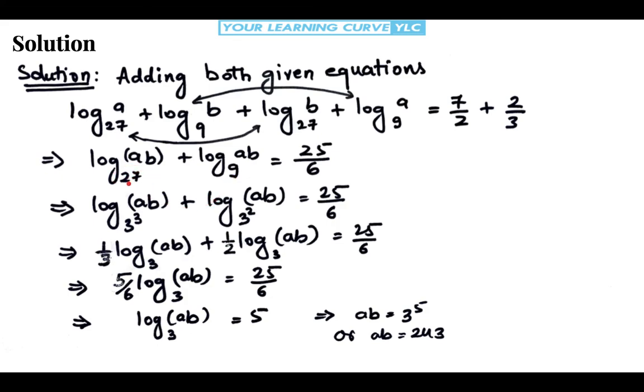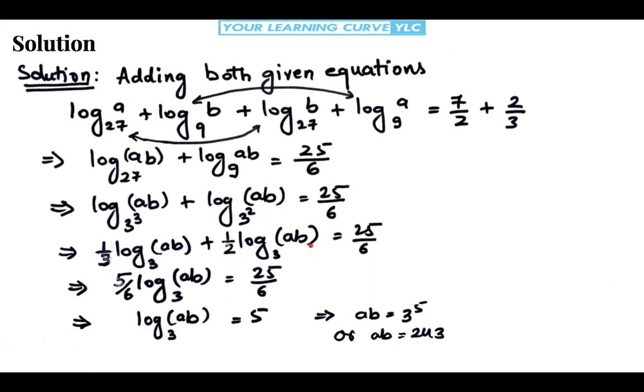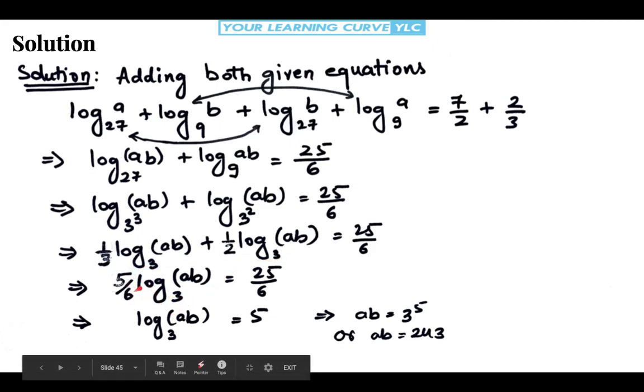Now this 27 could be written as 3 cube, this power 3 goes outside, 9 could be written as 3 square, power 2 goes outside and gets divided. We are getting 1 by 3 log ab to the base 3, plus 1 by 2 log ab to the base 3 is equal to 25 by 6. Now this log ab to the base 3 is common to both the terms. You take common, add 1 by 3 and 1 by 2, you will get 5 by 6. Cancelling everything, we get log ab to the base 3 is equal to 5, or ab is equal to 3 raised to power 5, or 243.